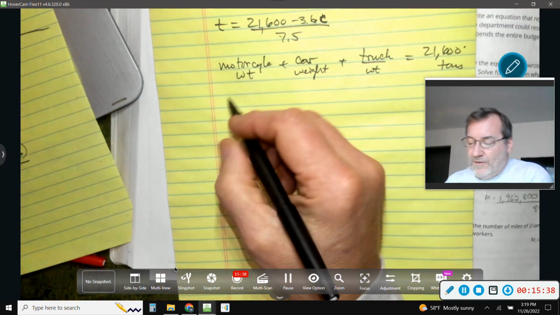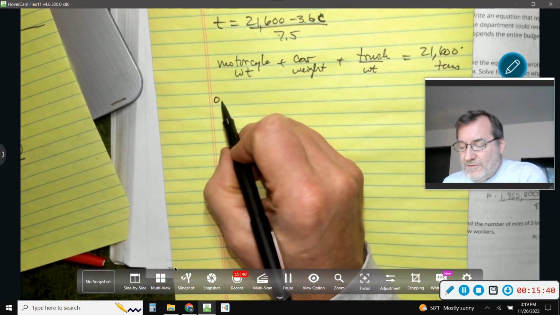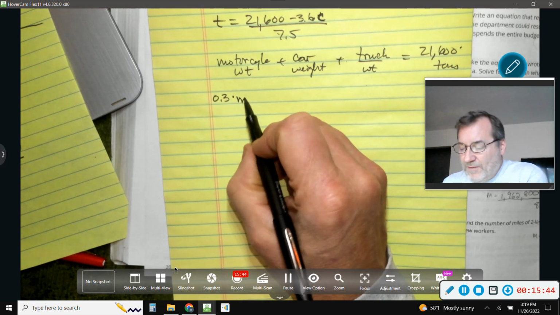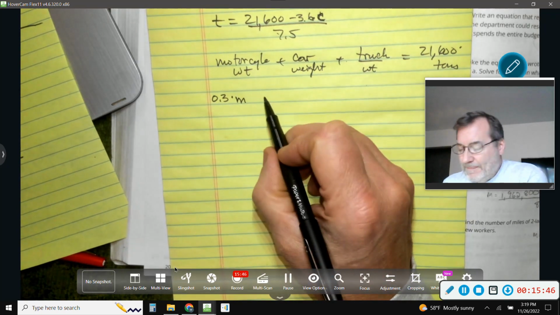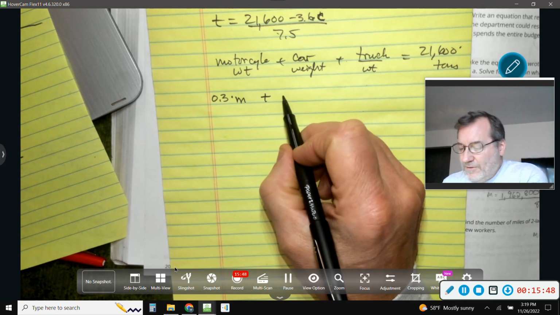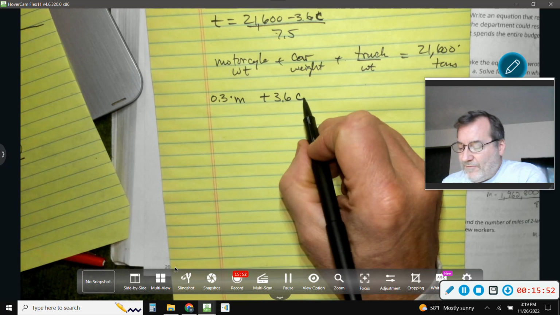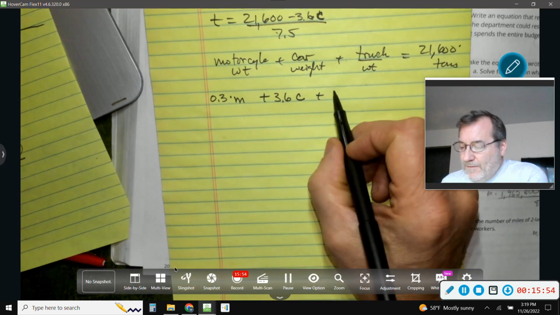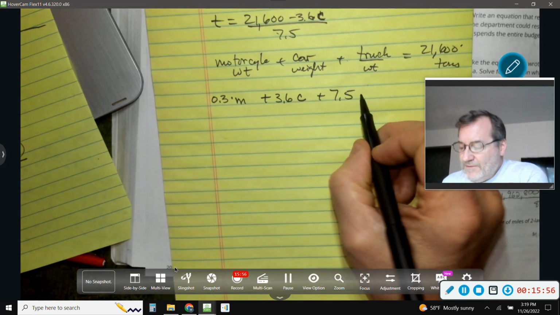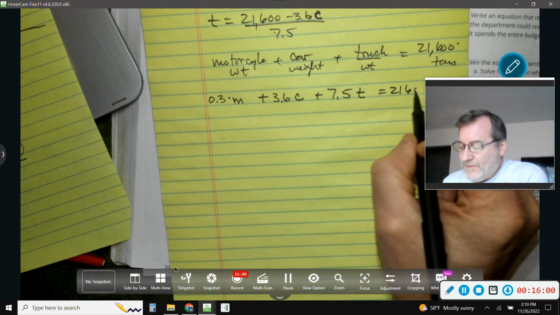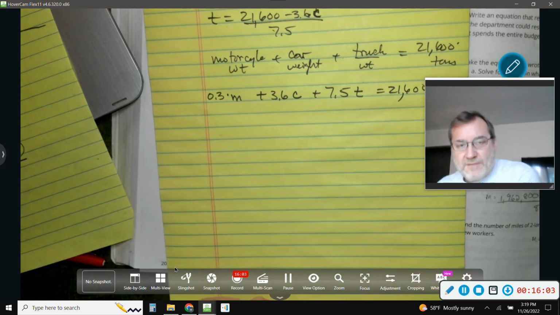Well, the motorcycle weight, you're going to need to know that it's 0.3 tons per motorcycle, which means you're going to have to multiply it by the number of motorcycles. And the cars are 3.6 tons times the number of cars plus 7.5 tons times the number of trucks equals 21,600.